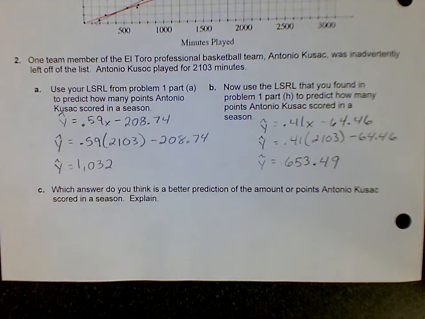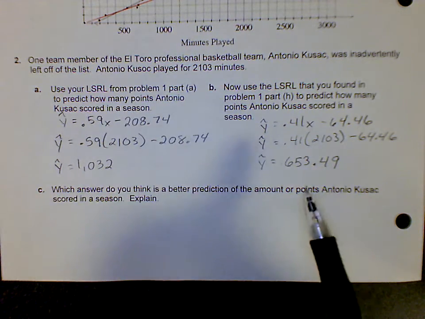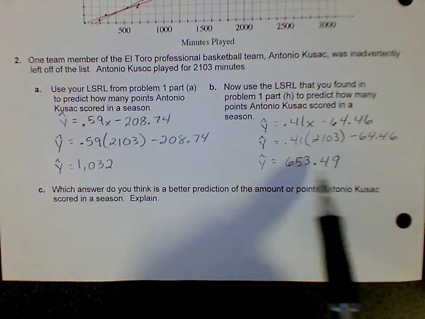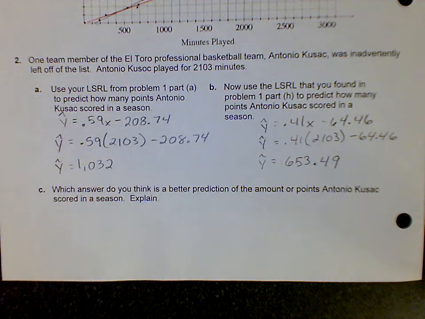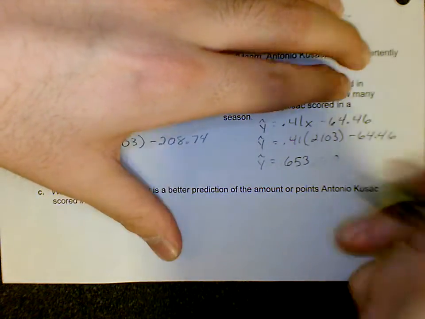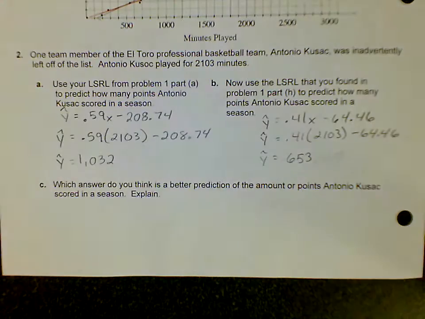And we get the answer of 653.49. So that's actually quite a bit different. We've got 1,000 here and 653 here. And once again, the decimal doesn't make sense, so we should round that answer to just 653. That 0.49 will round it down.